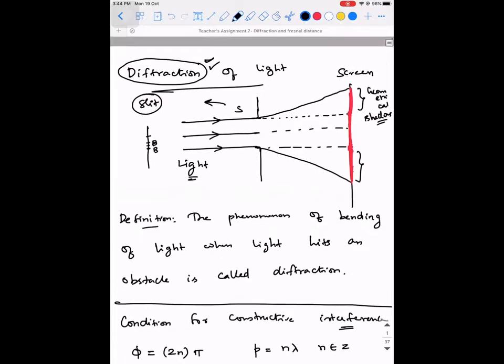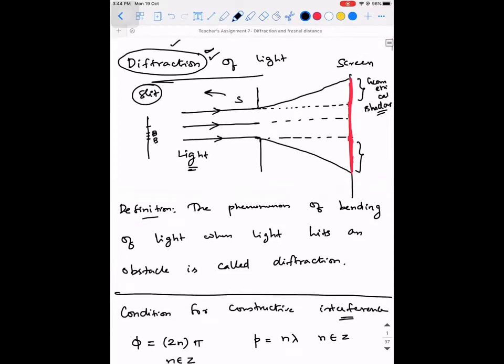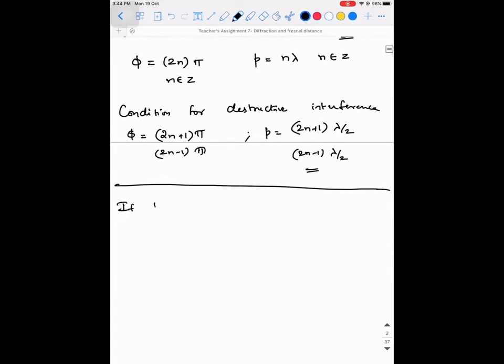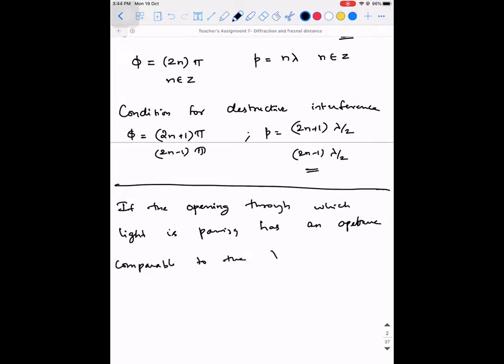But this diffraction of light is going to tell you an important fact: if the opening through which light is passing has an aperture comparable to the wavelength of light passed through it, we can observe an interference-like pattern.